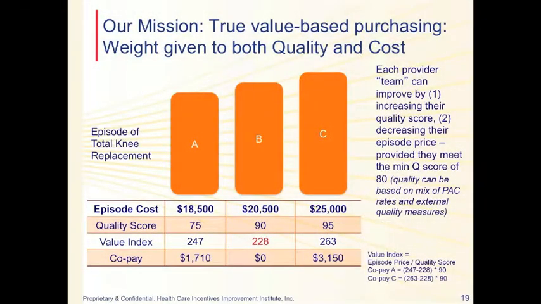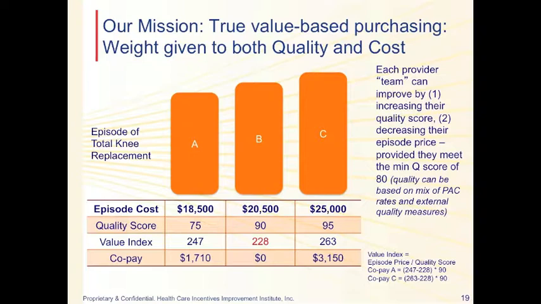than a PAC rate. So one thing that we've done, one way to look at these measures to incent sort of value-based purchasing, to give weight to both the quality and the cost, is demonstrated here in this hypothetical example. Here we're looking at an episode of total knee replacement, 3 different provider groups. The costs $18,500 up to $25,000, and the idea being that each provider team here, surgical facility team together, can improve their standing by increasing the quality score and decreasing the episode price, provided that they meet a certain quality threshold. So we create this value index, if you will.